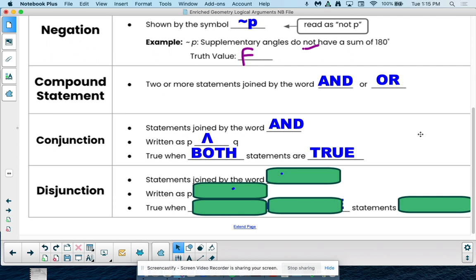In symbols, the word and, logically, is this like upside down V. That's and for logic. And to determine if that statement is true or false, both parts need to be true for it to be true.